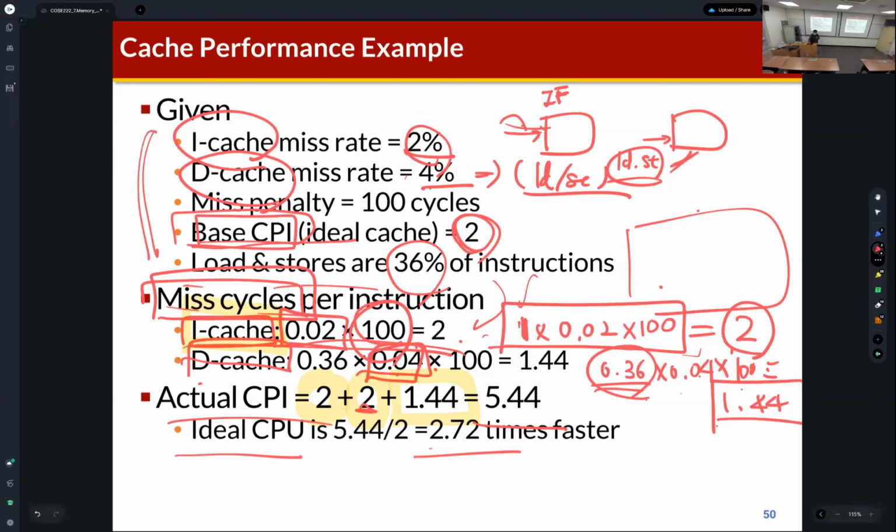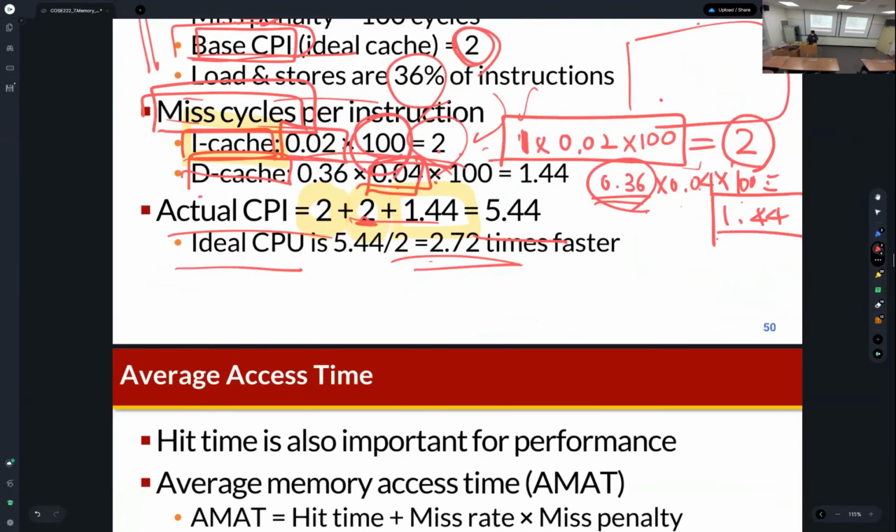So in this example, we can see that cache performance is very critical for the performance of the processor, right? The ideal CPI was 2, but because of the cache misses, the CPI is increased to 3.44. It's larger than the ideal CPI. That's why cache performance is very critical for processor performance.